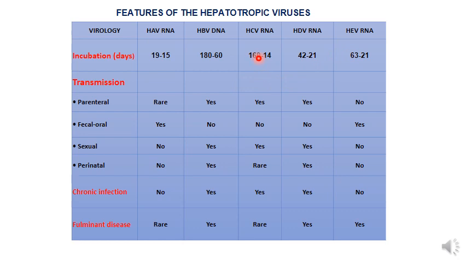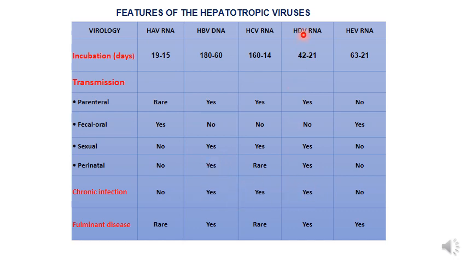You see, most important in the community and epidemiologically are hepatitis B and C because they are associated with cirrhosis and malignancy. So parenteral transmission, and perinatal is rare, but in hepatitis B it is yes, and chronicity is also present in these three viruses.